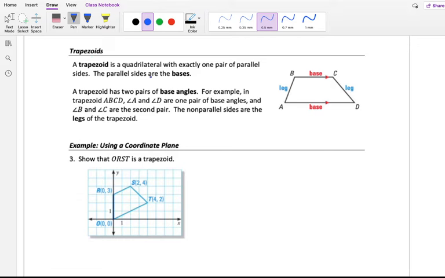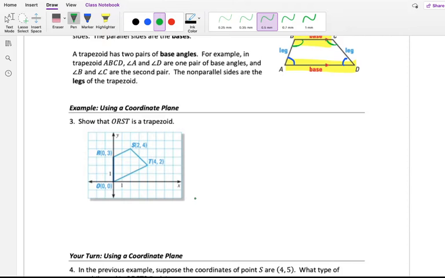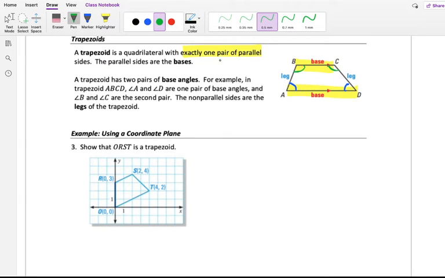All right, next is trapezoids. Trapezoids have exactly one pair of parallel sides, okay? We call those parallel sides the bases, and the things that connect them are referred to as legs. There are base angles, which are those two, which aren't necessarily congruent to each other, and these two, which aren't necessarily congruent to each other. And if we want to show that something is a trapezoid, all we have to do is show that exactly one set of sides is parallel, but not both, because if it was both, it'd be a parallelogram.